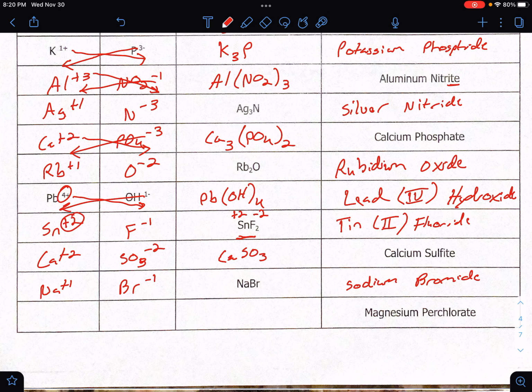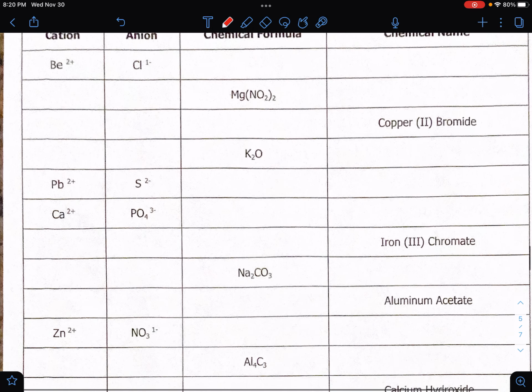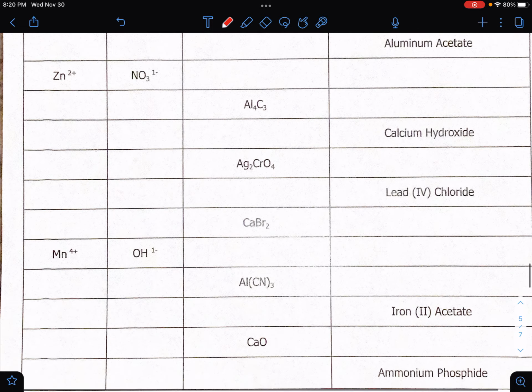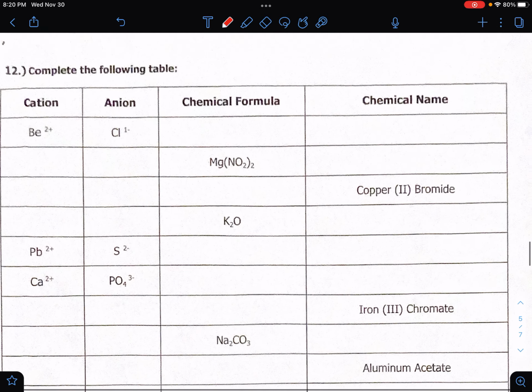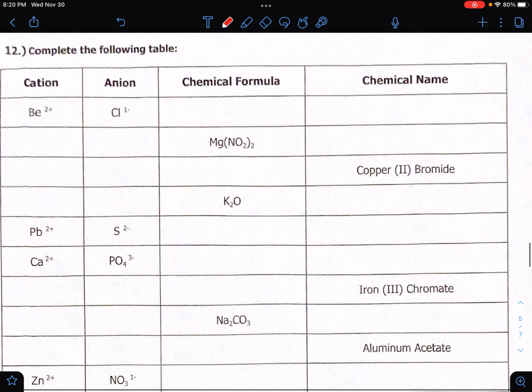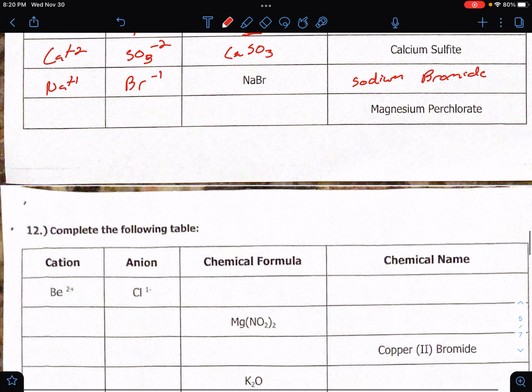Now, let me see if I can find one real quick where it's actually doing more of the transition metals, finding the actual charge. Let's see, I'm not seeing one where you're finding more of the charge, but I can do it, so let me do some examples on my own. So if I give you a formula something like this, FeO, and I want to know what is the cation, what is the anion, and what's the name.